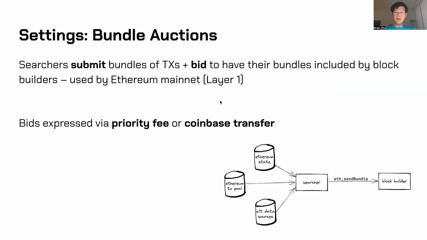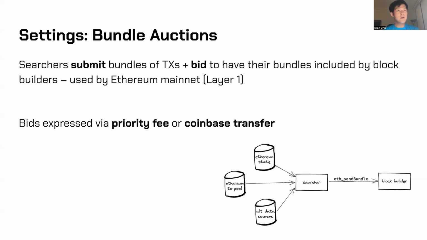So one challenge of modeling revert protection in the DeFi ecosystem is the variety of settings that revert protection can be applied to. One such setting is bundle auctions that typically take place on layer one blockchains such as the Ethereum mainnet. So in a bundle auction, searchers submit bundles of transactions and place a bid on these bundles to have them included by the block builders.